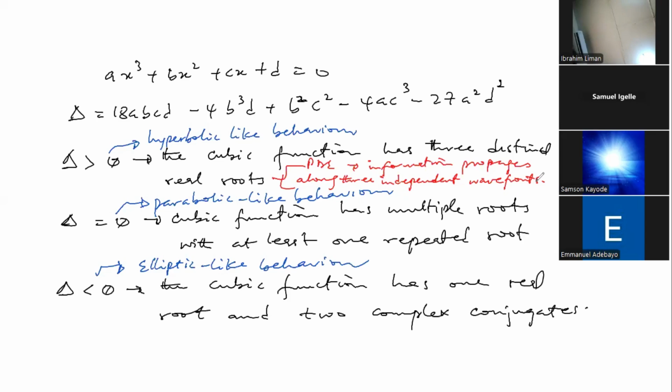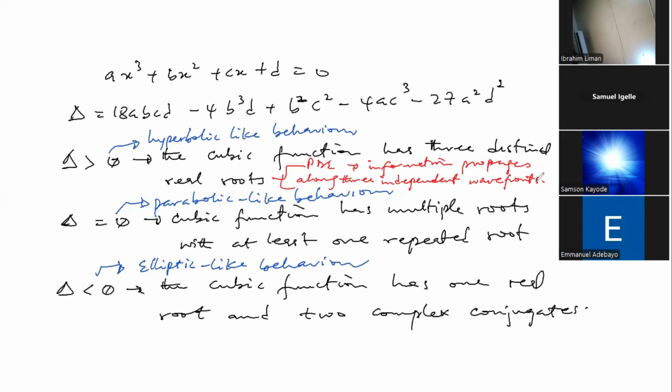And now for the parabolic-like behavior, we know that the characteristic equation has at least one repeated root. So it means that the partial differential equation has a degenerate characteristic structure. That means that at least one characteristic direction is repeated or is missing. So we say it's degenerate, right? So this also deals with some diffusion type of processes, okay? So we want to generalize the heat equation.